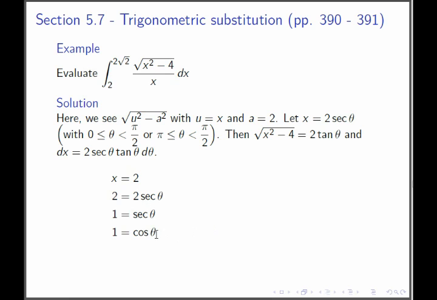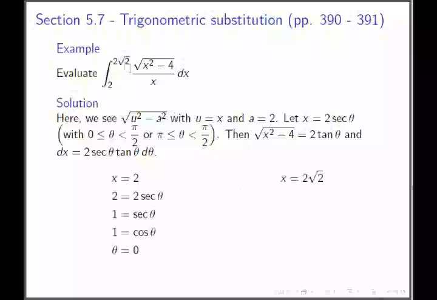And so we see that we're looking for some value of theta in this range which has cosine equal to 1. Remember, cosine equals 1 is the rightmost point on the unit circle. And so that's the angle 0, or 2 pi. And looks like 0 is in my range, so theta equals 0.